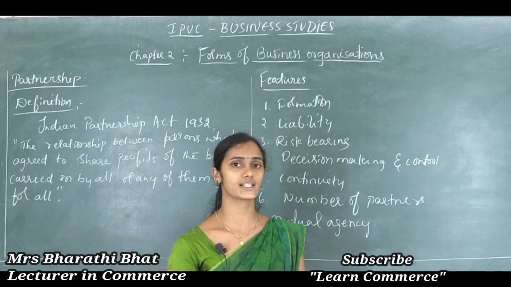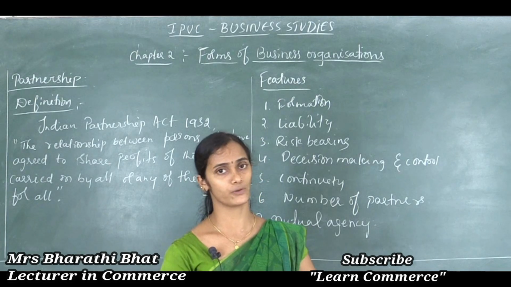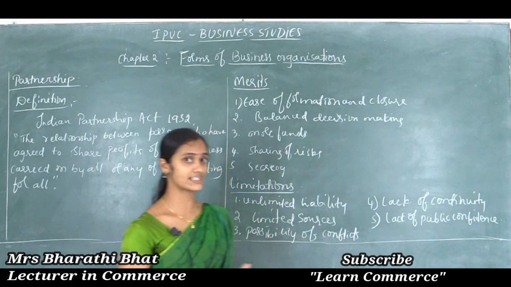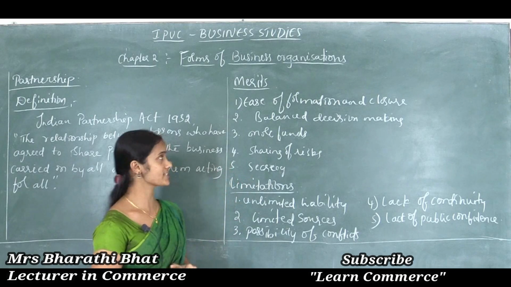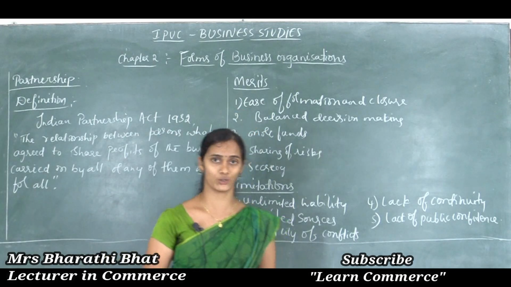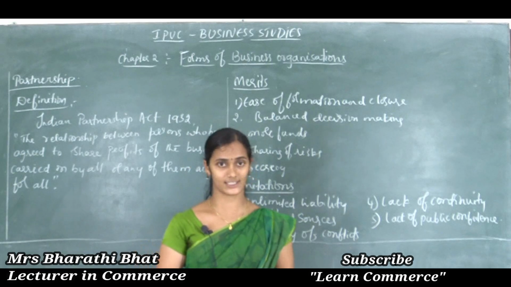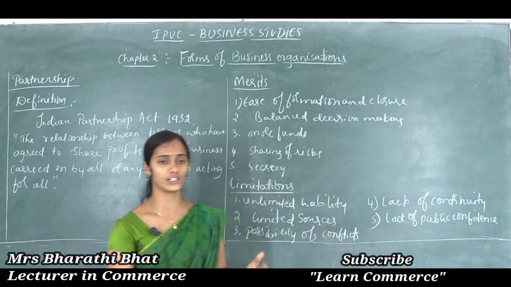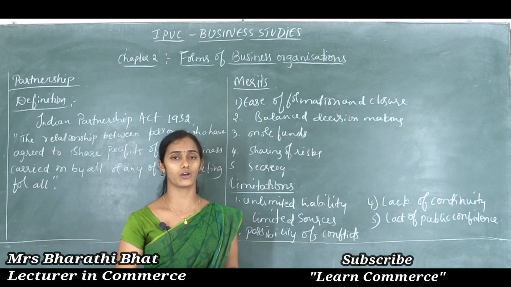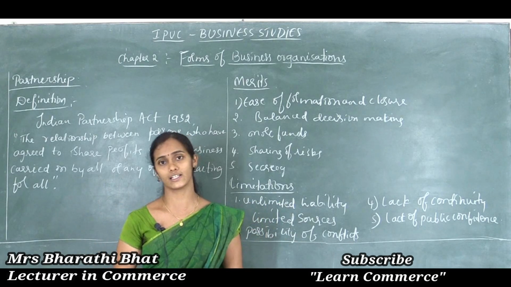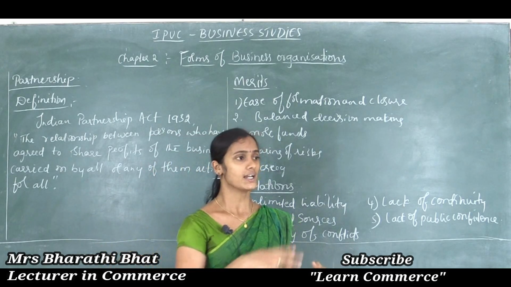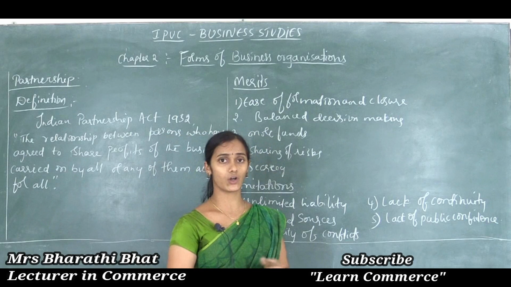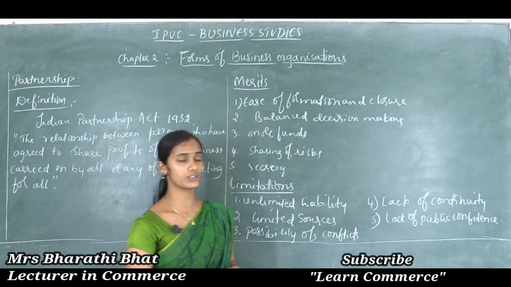So let's move to discuss the merits and demerits of the partnership form of organization. It has its own merits and even limitations. First, ease of formation and closure. A partnership form of organization is set up easily and quickly. There is no need to follow a number of legal formalities. Very few legal formalities are there that the entrepreneurs have to complete, and not much is involved.